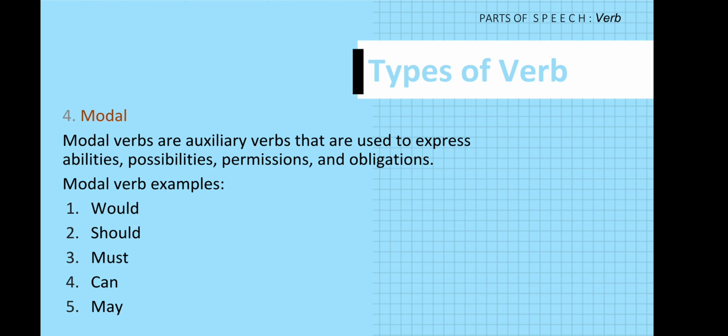For the fourth one, the modals. This is one of my favorite topics when I was in high school. Modal verbs are auxiliary verbs that are used to express abilities, possibilities, permissions, and obligations. This is where usually people make mistakes in using modals, whether in the pronunciation or in the usage. Okay? There are some people who felt disrespected because of the improper use of modals. Okay, let's see.